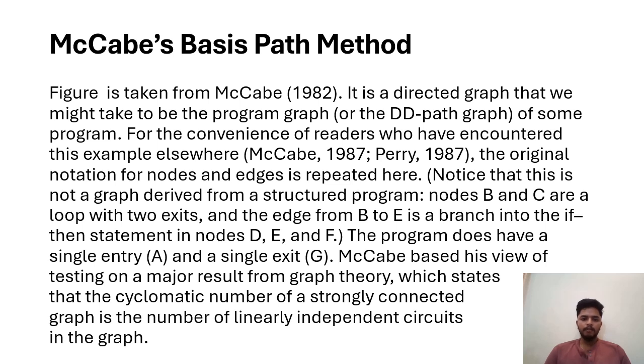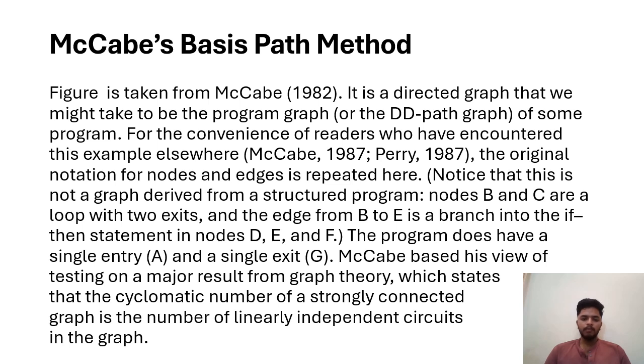Notice that this is not a graph derived from a structured program. Nodes B and C are a loop with two exits, and the edge from B to E is a branch into the if statement in nodes D, E, and F. The program does have a single entry A and a single exit G.